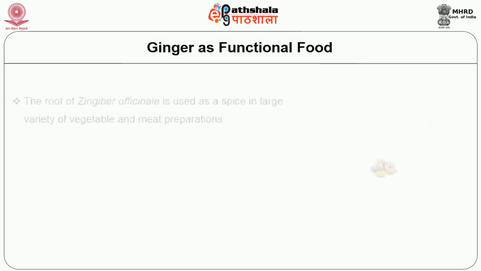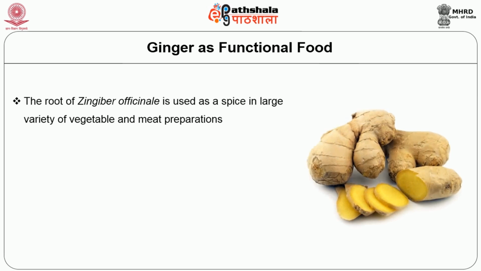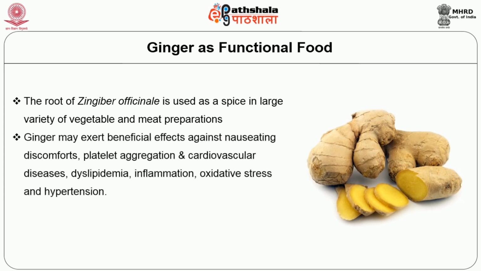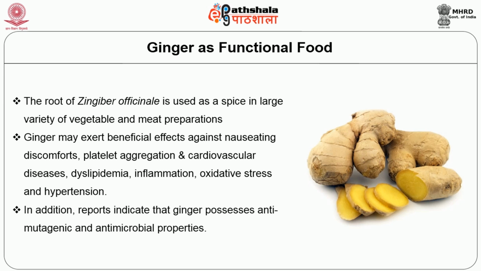Ginger as a functional food. The root of Zingiber officinale is used as a spice in a large variety of vegetable and meat preparations. Ginger may exert beneficial effects against nausea, discomfort, platelet aggregation and cardiovascular diseases, as well as dyslipidemia, inflammation, oxidative stress and hypertension. This ginger is very useful. In addition, reports indicate that ginger possesses anti-mutagenic and antimicrobial properties.